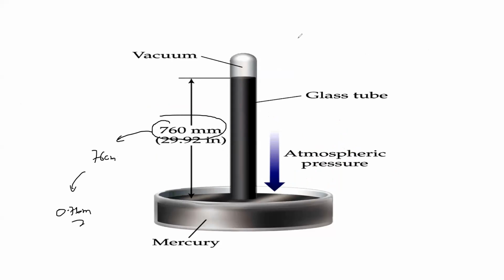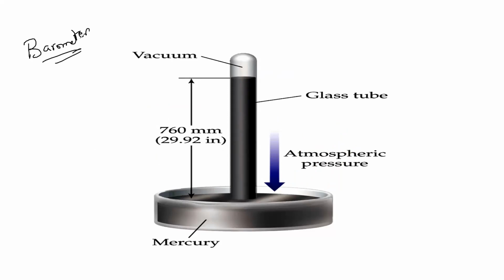So if the pressure increases, more mercury will rise, and the height will be more. If the pressure decreases, the height or the level of the mercury will also decrease in the barometer. So this is known as a mercury barometer, which is used to find the pressure exerted by the atmosphere. Is it clear, the working of a barometer and how we can use it to calculate the pressure of atmosphere?